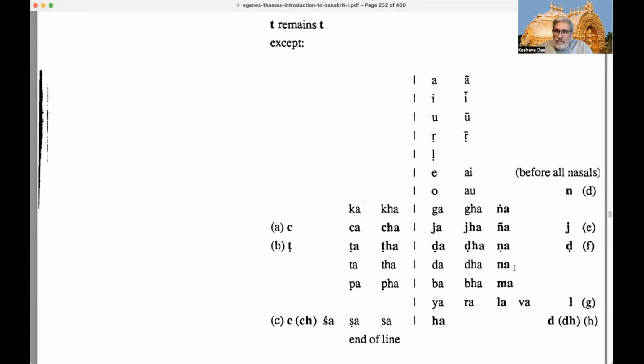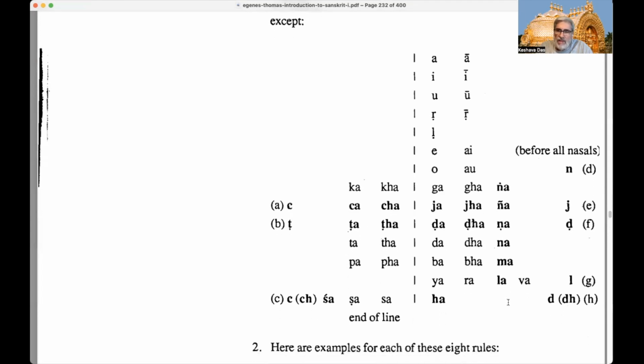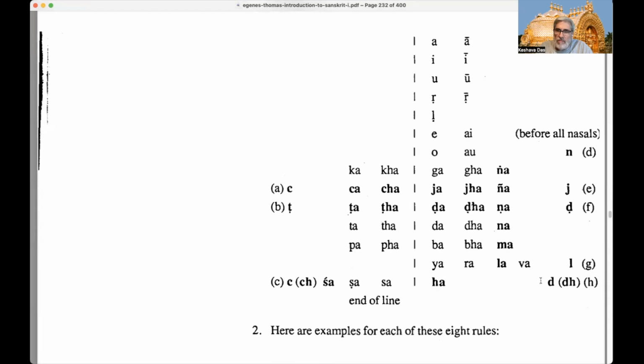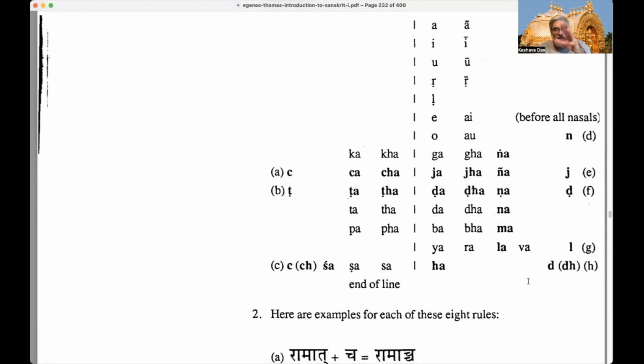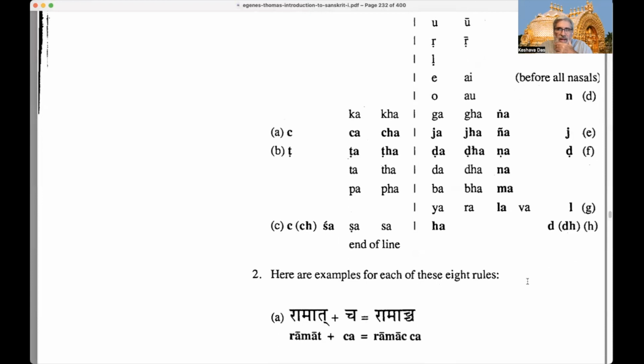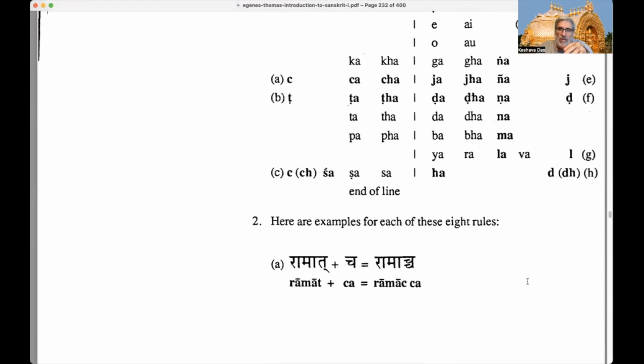And it can also turn into an L, la, when the next word begins with a la, which is a semivowel. And when followed by ha, it can turn into da, dental da. All right, so that's the table, but I would prefer to go through the examples.